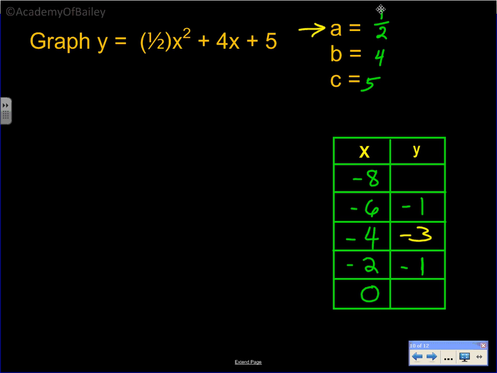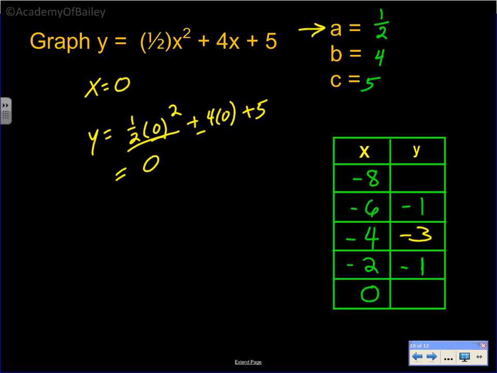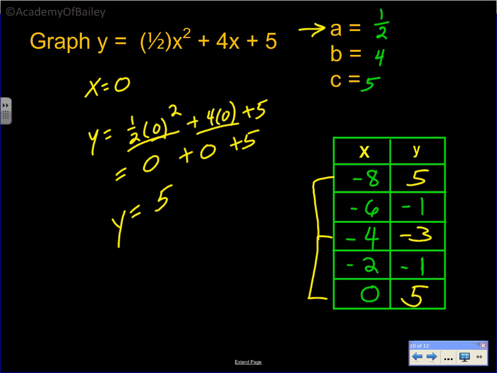And now let's look at when x is 0. That should be an easy one to do, because it's 1/2 of 0 squared, plus 4 times 0, plus 5. 0 squared is going to be 0, and then 0 times 1/2 is going to be 0. 4 times 0 is 0, and you add 5 to that. 0 plus 5 is going to be 5. Since 0 is 4 away from the vertex, negative 8 is also 4 away, so it will have a y value of 5 also.